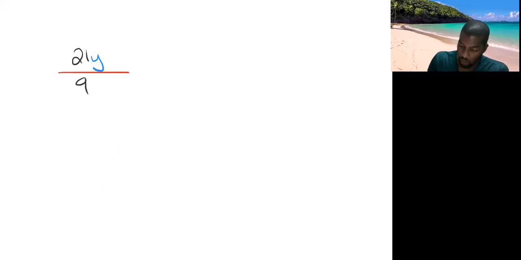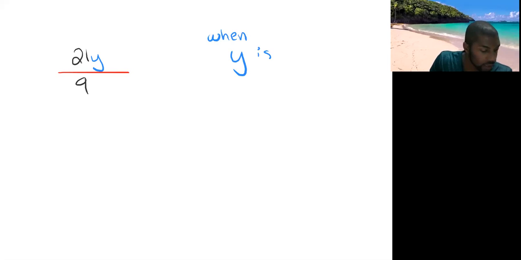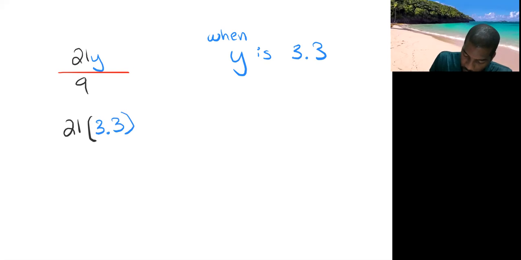So let's do 21y divided by 9. And they're going to say, well, when y is 3.3. Again, all you really need to do is go and replace your y with what they said it was. So 21 times y, which is 3.3, all over 9.